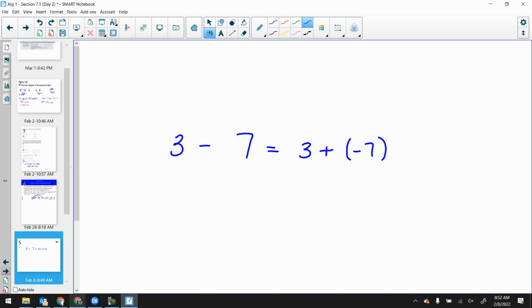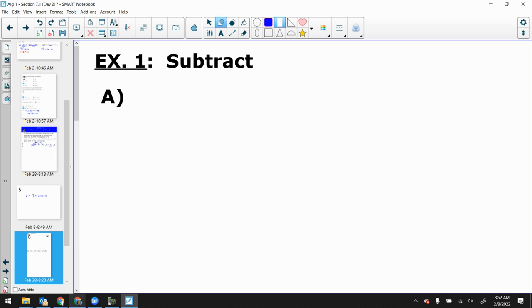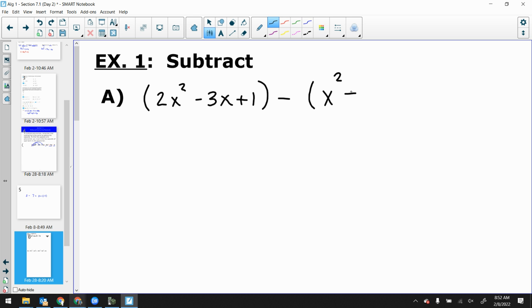So I think I have to change this one. You do not have this problem, correct? Correct. And you guys have 2x squared minus 3x plus 1 minus x squared plus x plus 1.